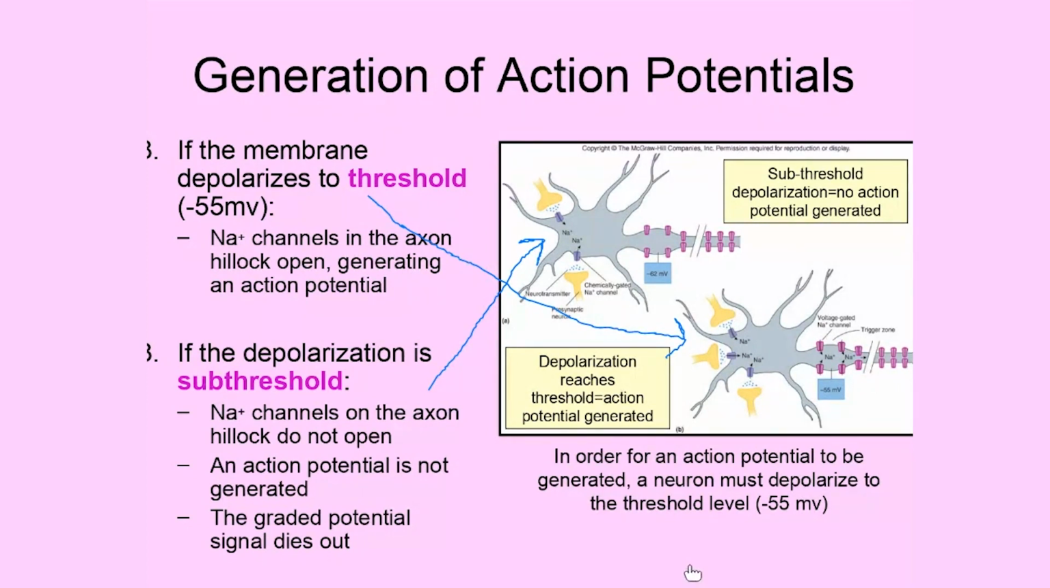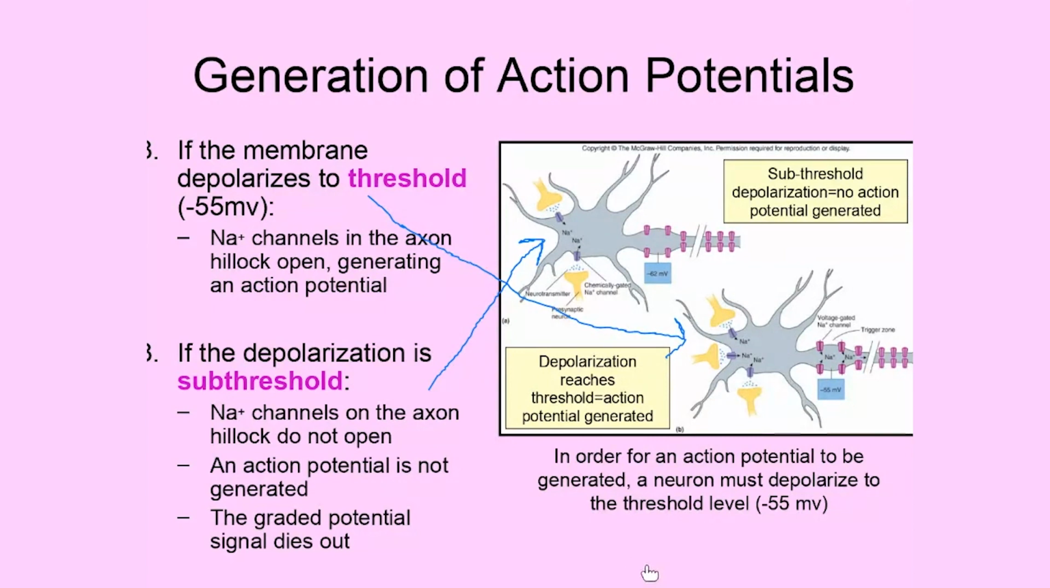So we get an action potential being triggered if we hit that threshold level of negative 55 millivolts. And that action potential, you'll remember, is what allows our neuron to be able to communicate with the next cell or the skeletal muscle or the organ or the gland that it's actually hooked up to.